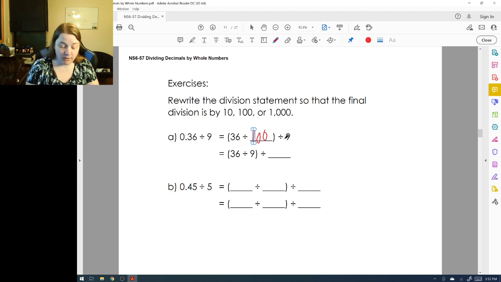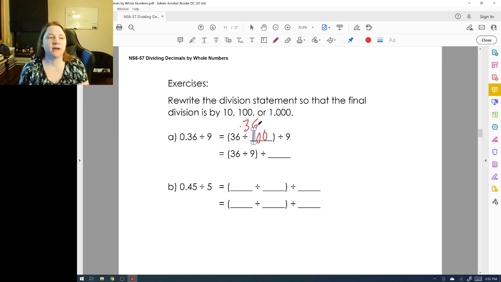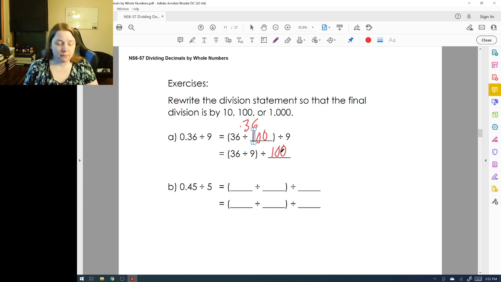36 divided by 100 is 0.36. I can also look at 36 divided by 9 first, and then divide by 100. We can set the same thing up over here: 0.45 divided by 5. Well, the first thing I can think of is 45 divided by something to get that 0.45, and then divide by 5.